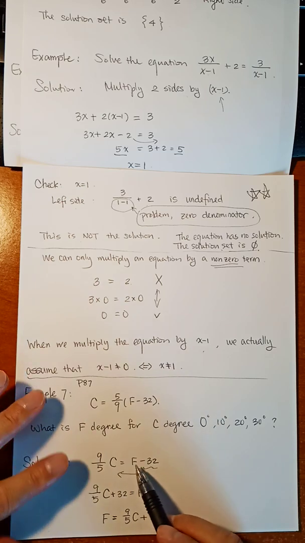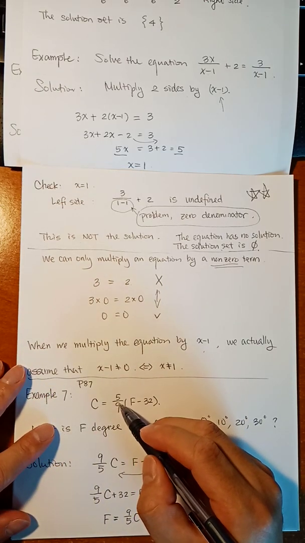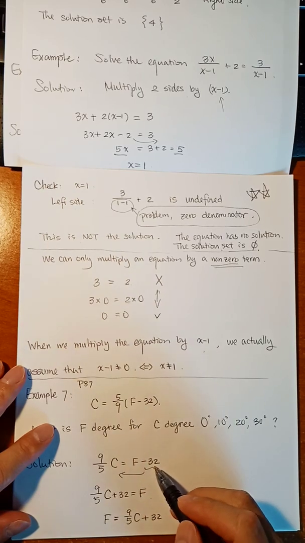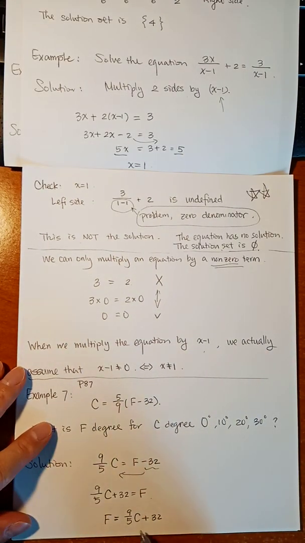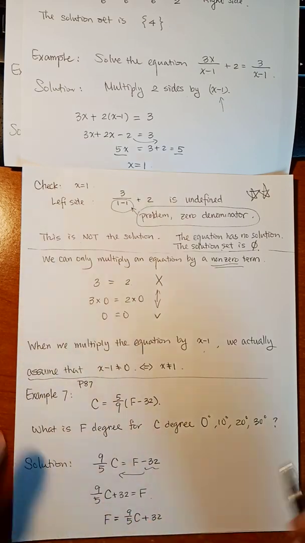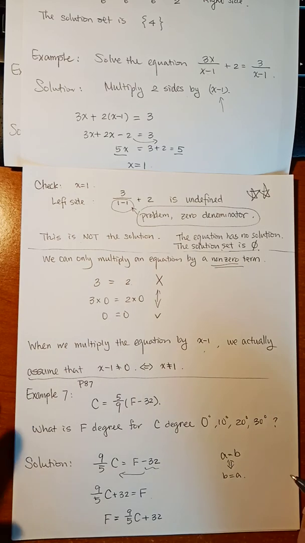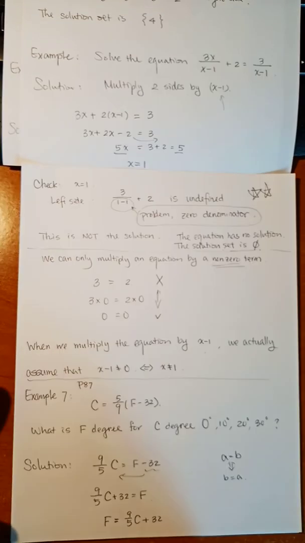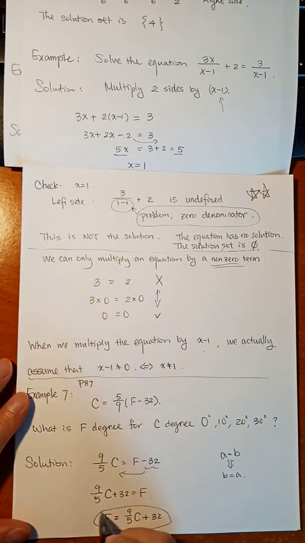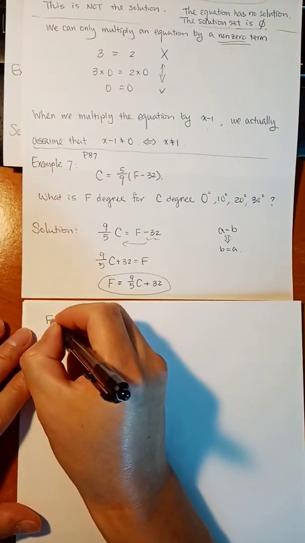The whole operation is multiplication by the reciprocal of the coefficient, and move this negative 32 from right side to the left side. It becomes positive 32, and then exchange two sides. Remember, exchange means A is equal to B, then B is equal to A. Symmetry. Okay, so we are going to keep this in mind. Then what is the answer?